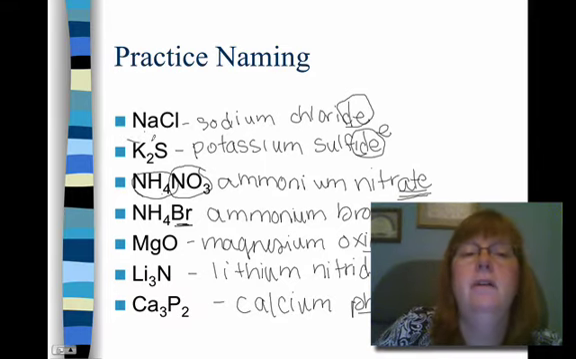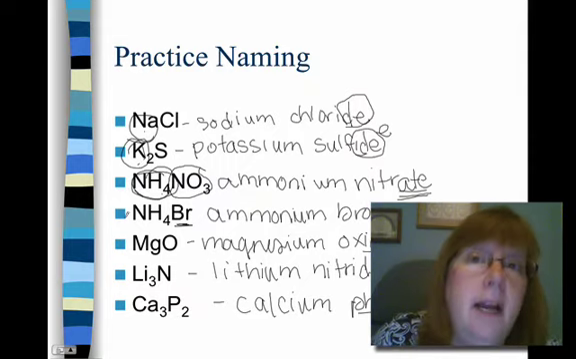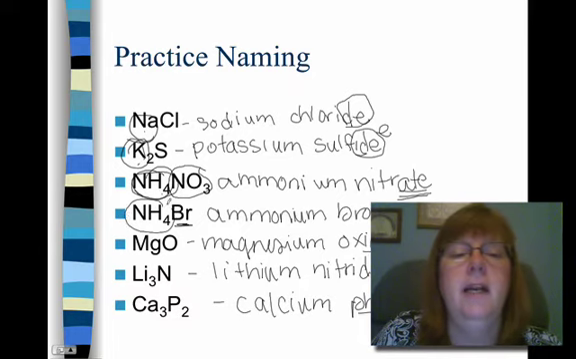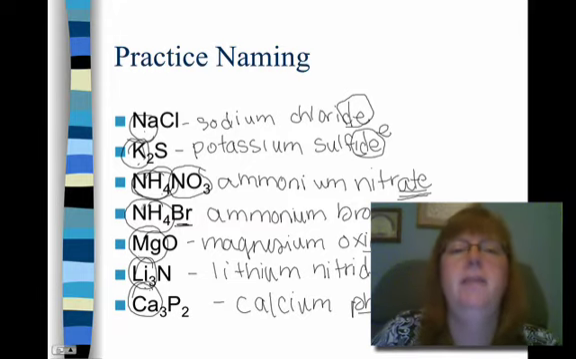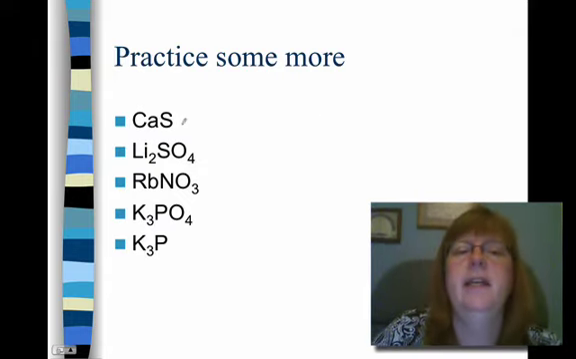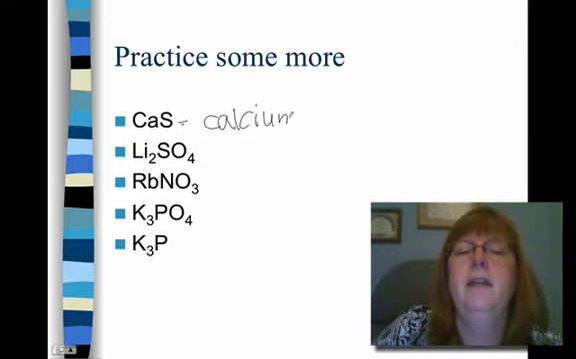Notice these are all ionic. See, metal, nonmetal. The ammonium ion, that's a cation that we count as an ionic compound. Magnesium, lithium, calcium. There's the metal, and then the nonmetal. So these are all ionic compounds. Let's just keep on practicing. This would be calcium. What do you think?